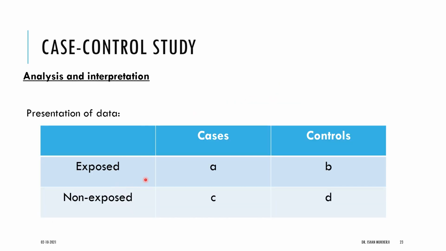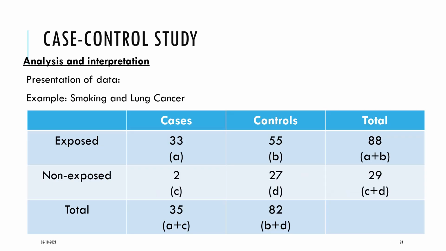So this is how a case control study can be put into a table. It's a 2x2, what is known as a 2x2 contingency table. First we have our cases, so we have our exposed cases and our unexposed cases. And secondly, for the controls, we have our exposed controls and our unexposed controls. Let's put this into an example: smoking and lung cancer.